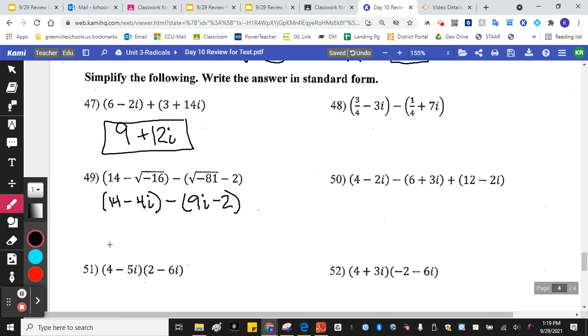Are we adding, subtracting, or multiplying? Subtracting. So make sure you change the signs of your second parentheses. Minus 9i plus 2. And then combine like terms. Make sure you put the real number before the imaginary, because this will be on your test too, right? In standard form. Real number before imaginary. 14 plus 2. Negative 4i minus 9i.